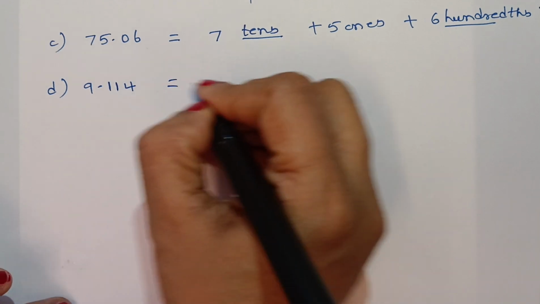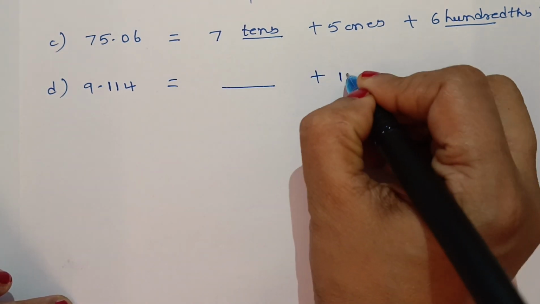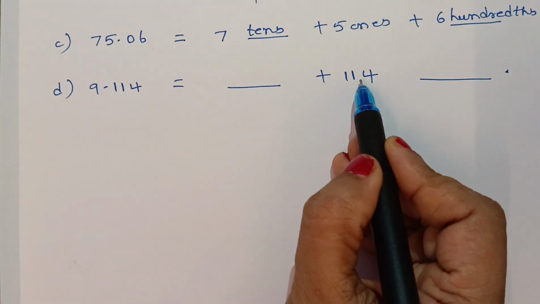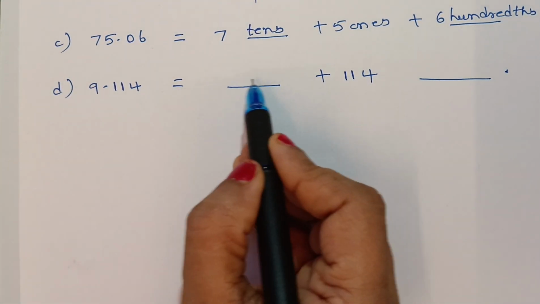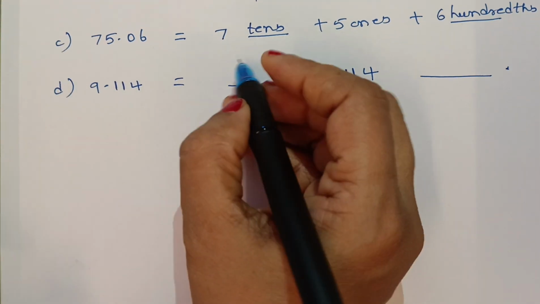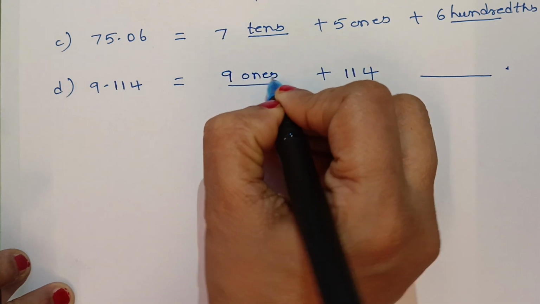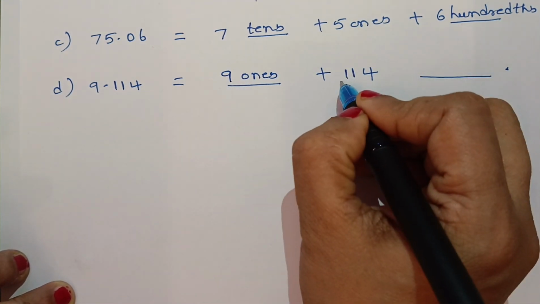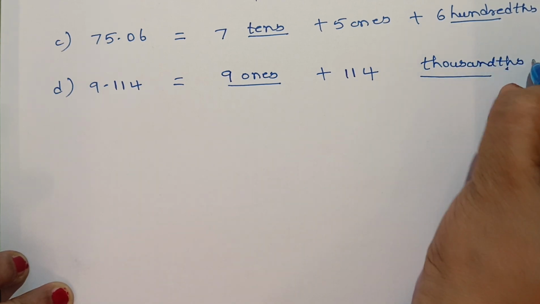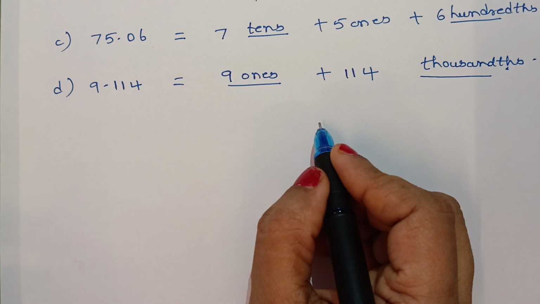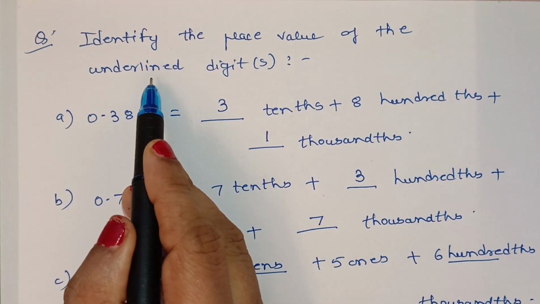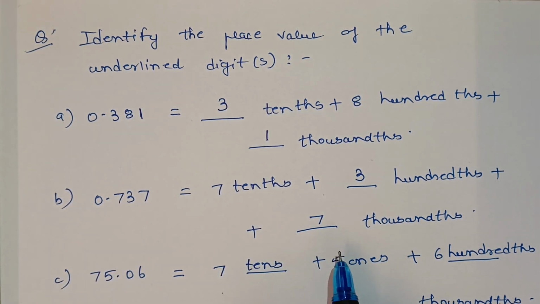In this way you can understand the concept more clearly. Dash plus 114. So let's see how to do. Dash. It means what you have to write over here. 9 is in which place? Ones place. So 9 ones plus what? This 114 is in which place? Thousandth place. So in this way again we have learned to identify the place value of the unknown digits, meaning the underlined digits.